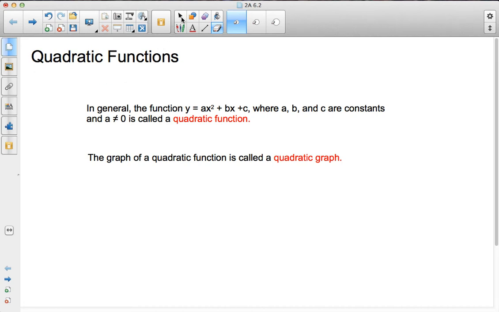So today, ladies and gents, we're going to be talking about quadratic functions. In general, the function y equals ax squared plus bx plus c, where a, b, and c are constants and a cannot equal 0, is called a quadratic function.